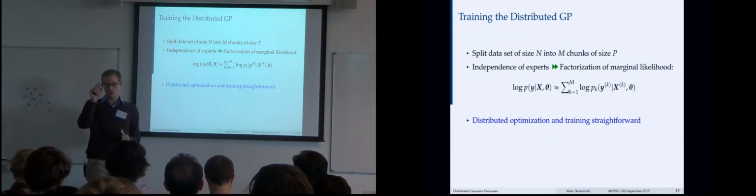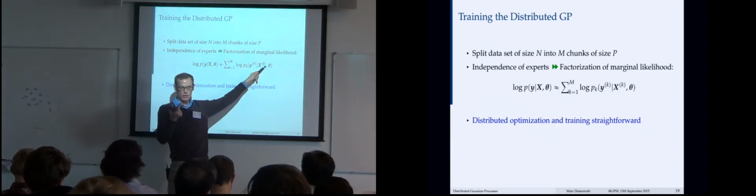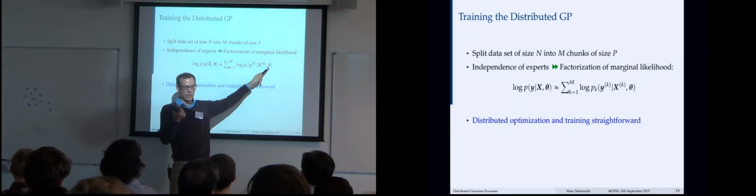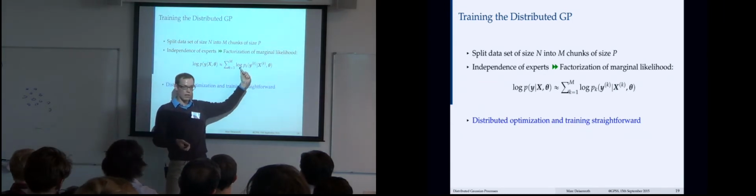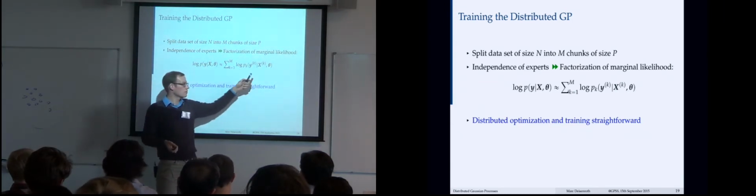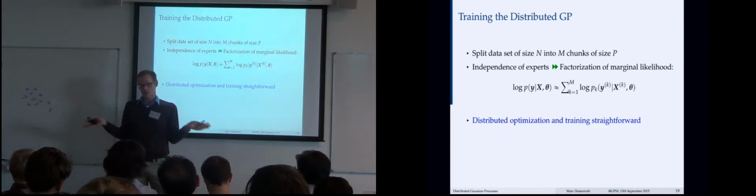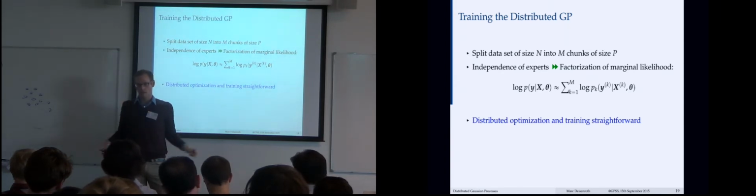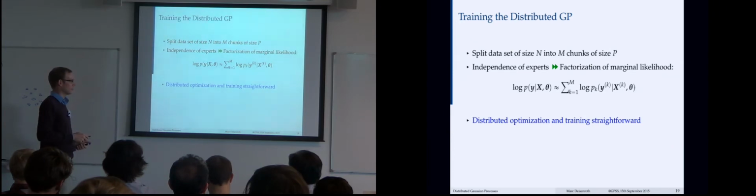If we assume that we share the Gaussian process hyperparameters across experts, so every expert has the same hyperparameters, then every expert computes a gradient of this log marginal likelihood and sends it to a central node, and the central node just sums up all of these gradients and then propagates the gradient update back to the individual nodes. So it's really, really straightforward to do the optimization.